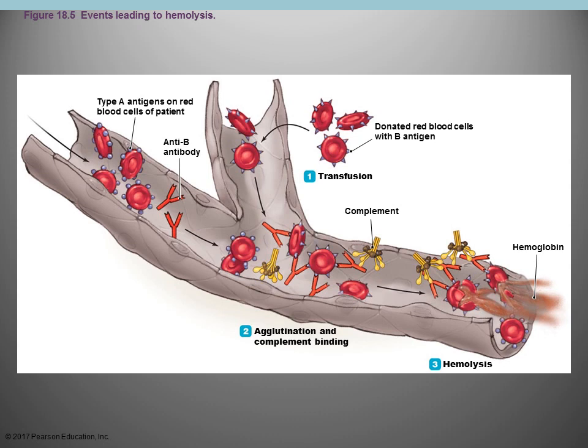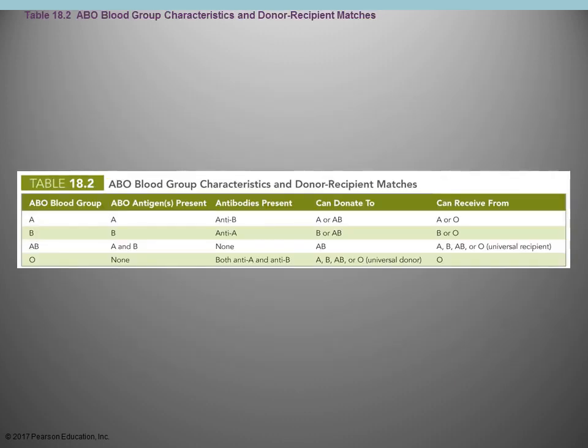The agglutination, that process of the antigen-antibody binding, remember, attracts complement and starts to trigger the complement cascade reaction, which ultimately results in lysis. So now the red blood cells are lysing, which is called hemolysis. Anyway, it's not good for the patient.